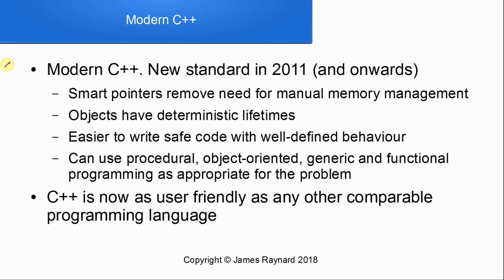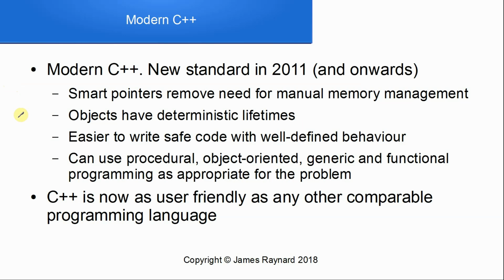Modern C++. The new C++ standard arrived in 2011, and there are subsequent developments of that. There's one in 2017 and there's another one due in 2020. But the one from 2011 was really revolutionary. It really changed the way that people viewed the language. One of the most important features was smart pointers. These mean that programmers no longer need to manually manage memory. The smart pointer will handle it all for you. It will assure you that your objects are correctly initialized and that they get removed when they're no longer needed.